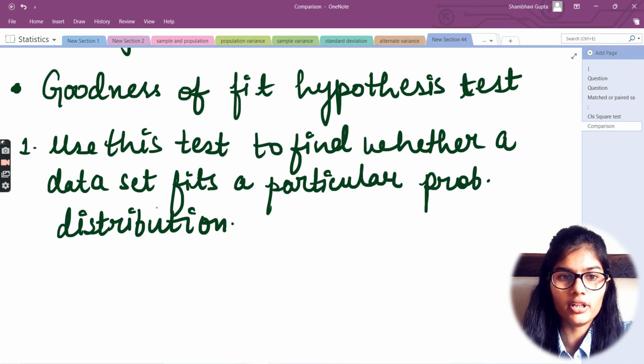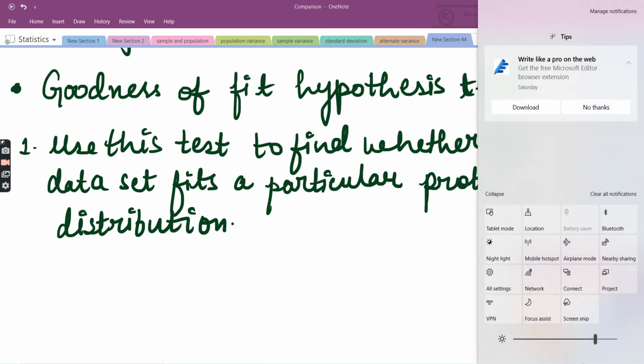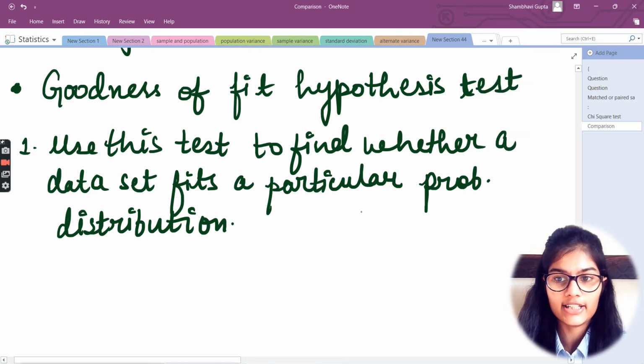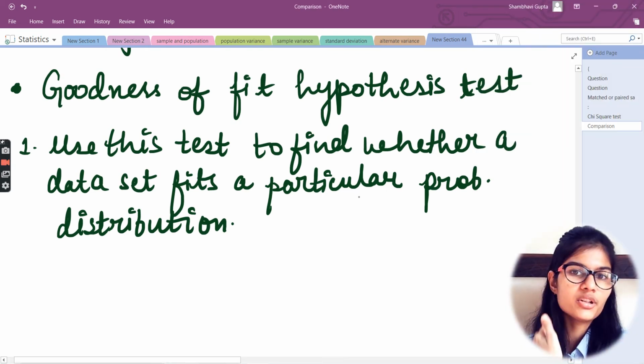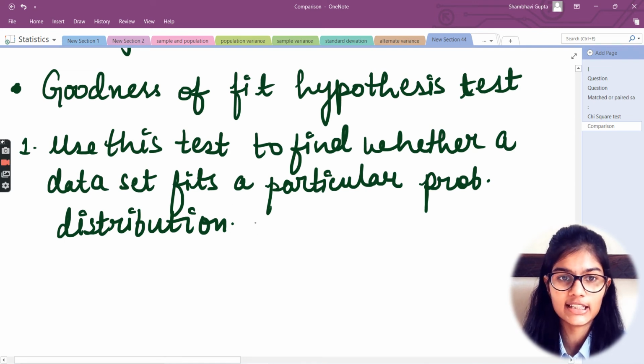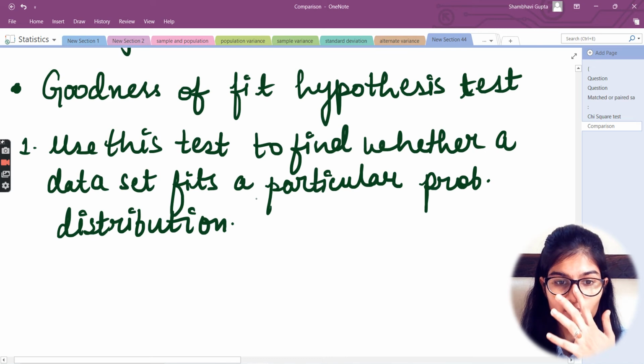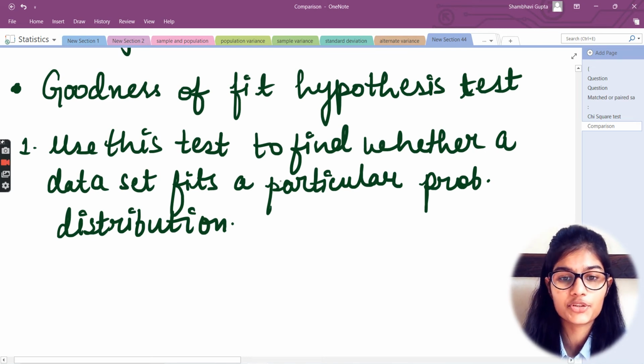It's basically used for checking whether a data set fits a particular probability distribution or not. This is what it is used for, right? Let me make a little change here and remove this notification. Okay, so the goodness of fit hypothesis test: in this test, we use the test to find whether a data set fits a particular probability distribution or not.